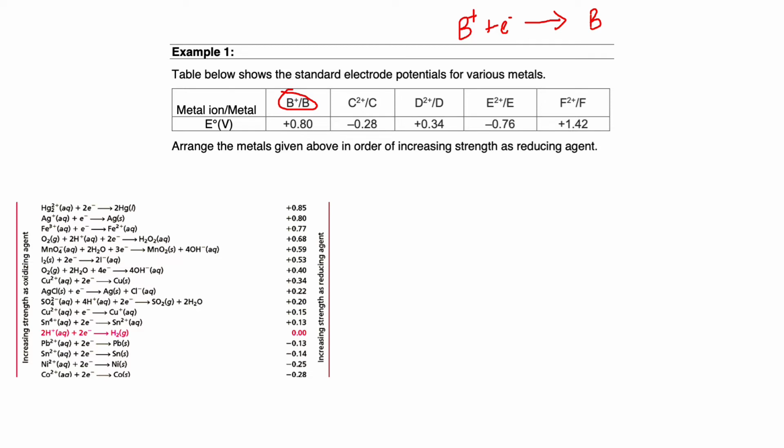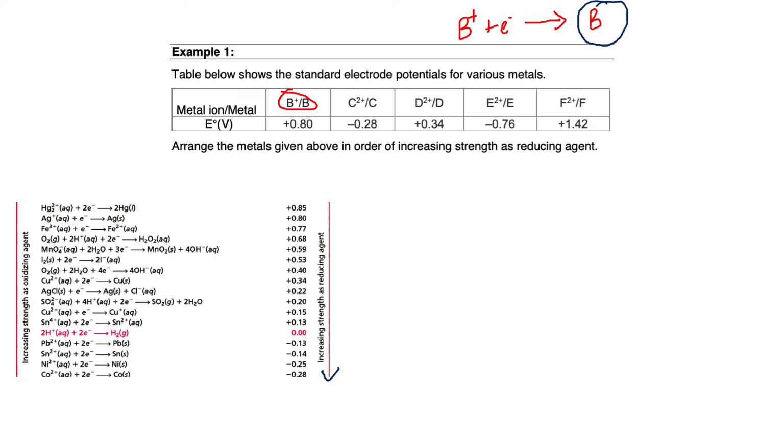Now this question is asking you to find the reducing agent. So to look at the reducing agent, we are going to focus on the product side. They are the ones that will become the reducing agent. If you look again at the SRP list, the strength as reducing agent increases when the SRP value becomes negative. The more negative the SRP value, the higher the tendency for the metal to become reducing agent.